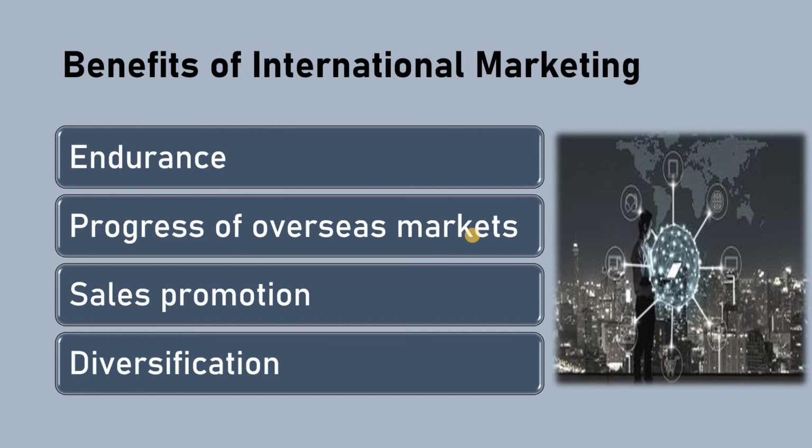So if I sell my products in multiple countries, then seasonal fluctuations can be taken care of. If there is a seasonal problem in one country, then probably sales from other countries can balance off the losses which may have been incurred. So that helps in diversification, right?